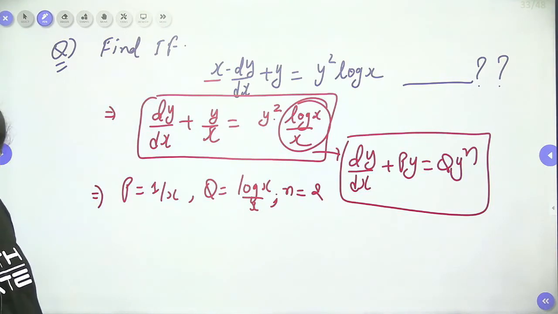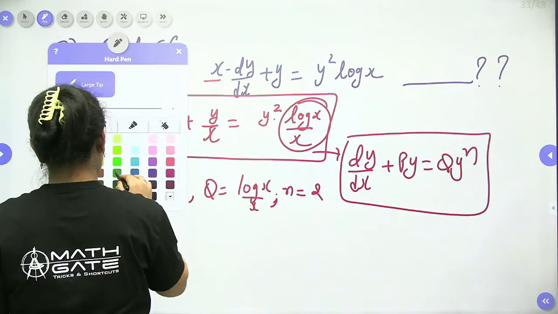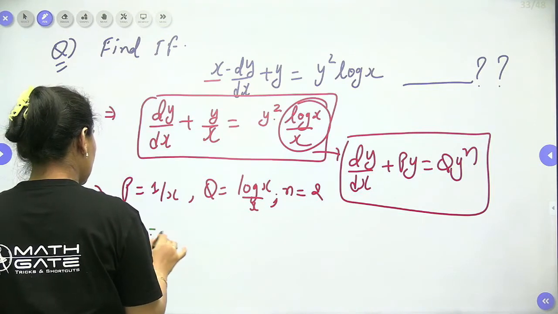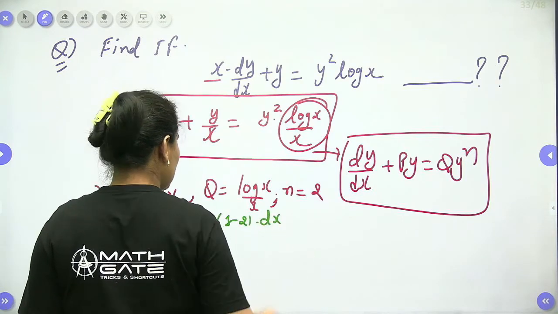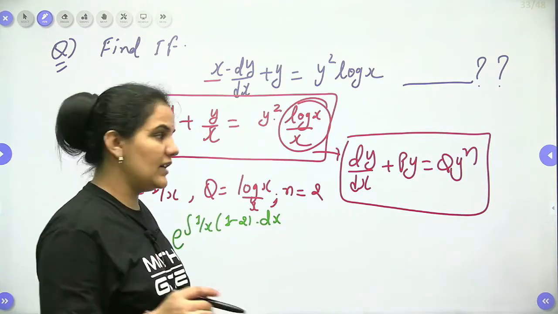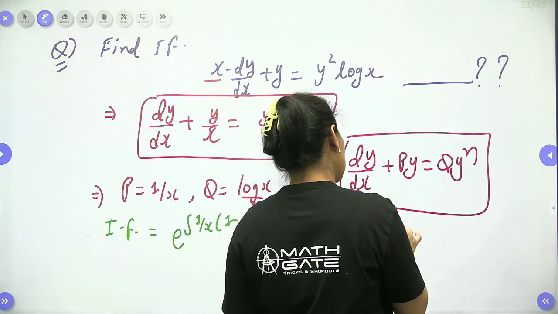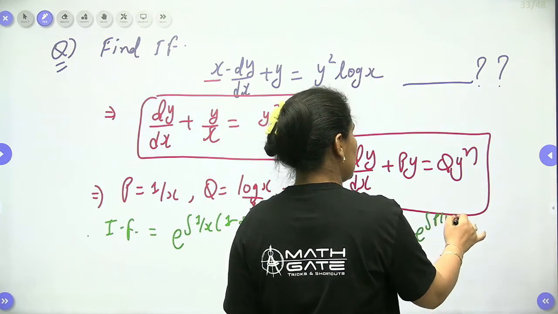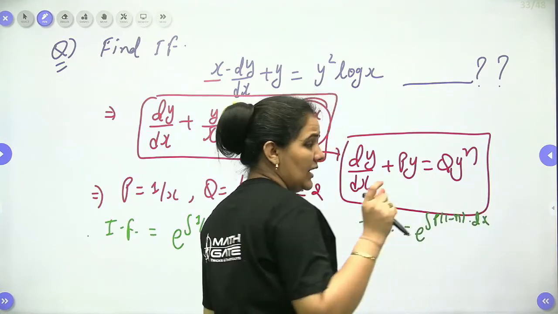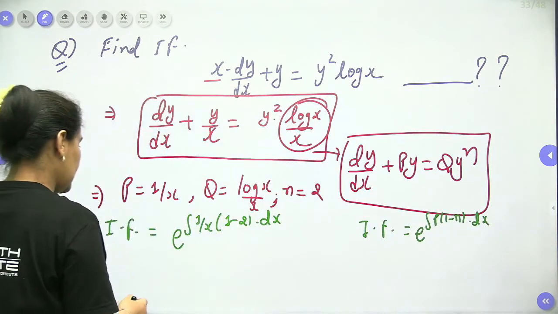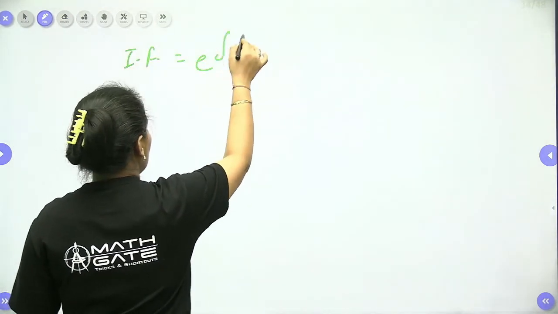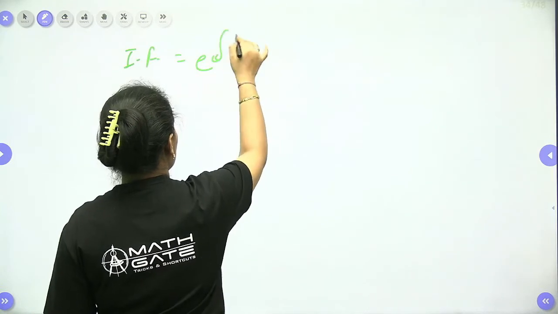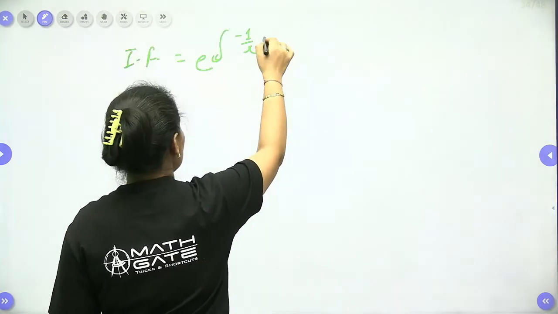So now let's approach the integrating factor, as it is only and only talking about the integrating factor. It will be e to the power integral of 1 by x into 1 minus 2 into dx, exactly, because in this case the integrating factor will be e to the power integral of p into 1 minus n, only with the slight difference of 1 minus n, right? Yes. So the integrating factor will be e to the power minus 1 by x, yes, exactly, into dx.